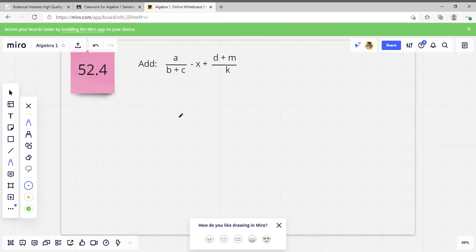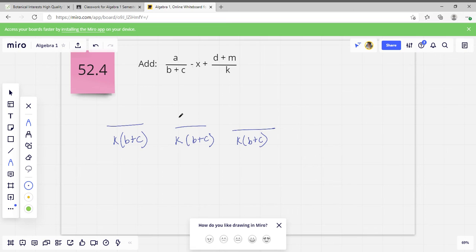All right, this one has 3 of them, and we got to put that guy over 1. So our new denominator is going to be B plus C times K. We're going to write K times B plus C. And we're going to have 3 different terms: 1, 2, 3. Okay. So we got to write it 3 times. K times B plus C. And this one will be K times B plus C.